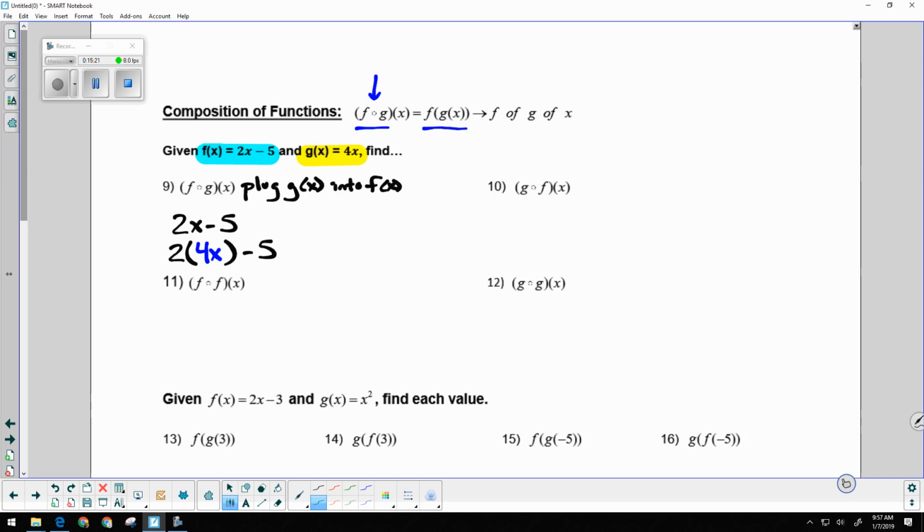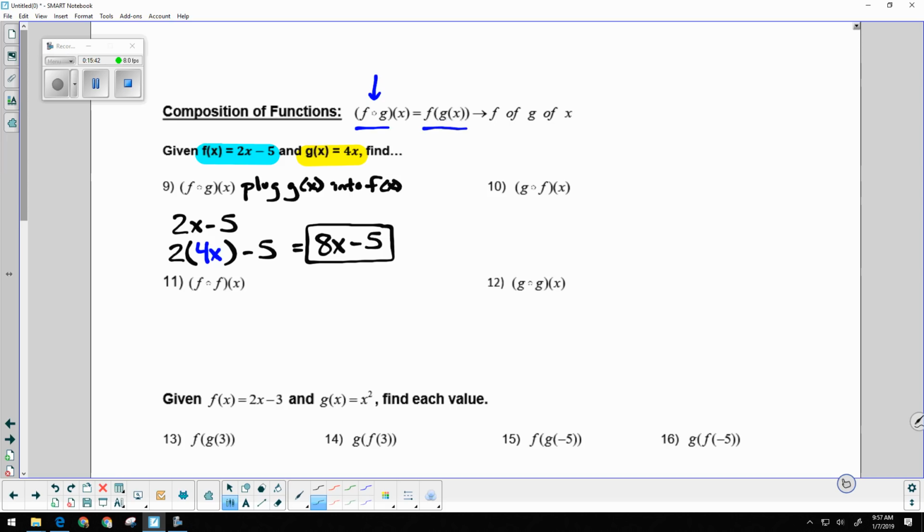And then from here, we're just going to simplify. We're going to do the order of operations, or combine like terms. So what do we have here? We have 2 times 4x, which is 8x, minus 5. And there's your answer right there: 8x minus 5. So that's our first composition. Let's move on and do some other ones.